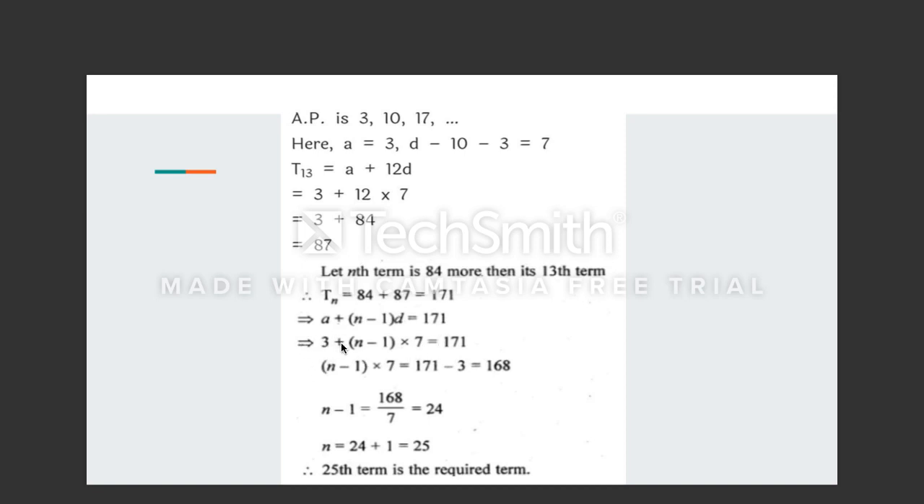Yes, take this plus 3 on the other side, it becomes minus 3. 171 minus 3 is 168. 7 into n minus 1 is 168. So take this 7, it is multiplied here, so on the other side it will be divided. What do you get? 24. n minus 1 is 24. So what is n? Of course, this minus 1 will go to this side and become plus. It comes out 25. So the 25th term is the required term which is having value 84 more than the 13th term. And what's that value? 171. Which particular term is having value 171? 25th term. Clear students? Let's move to the next question now.